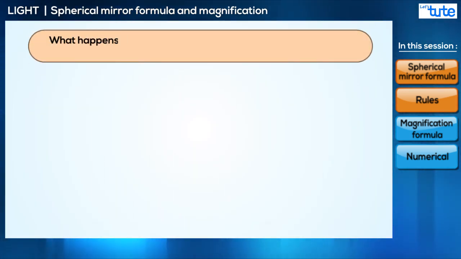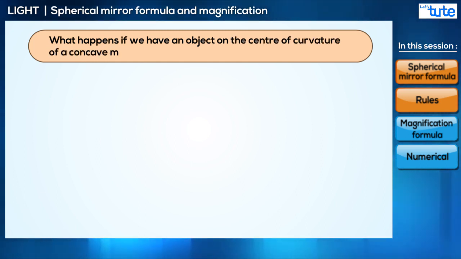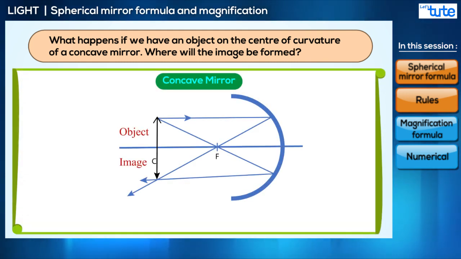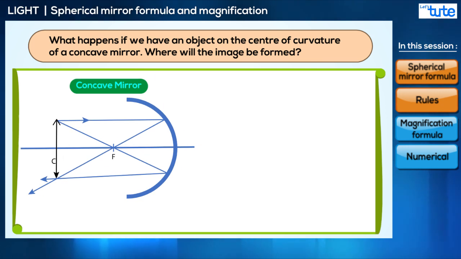What happens if we have an object on the center of curvature of a concave mirror? Where will the image be formed? If we look at the ray diagram, we can see that the image is again formed at the center of curvature, right below the object. Let's see if our formula gives us the same answer.